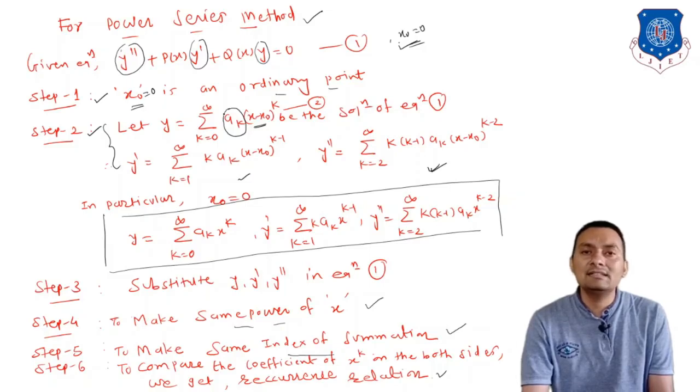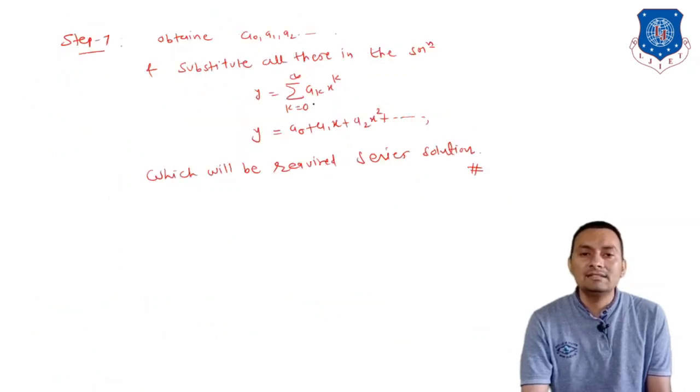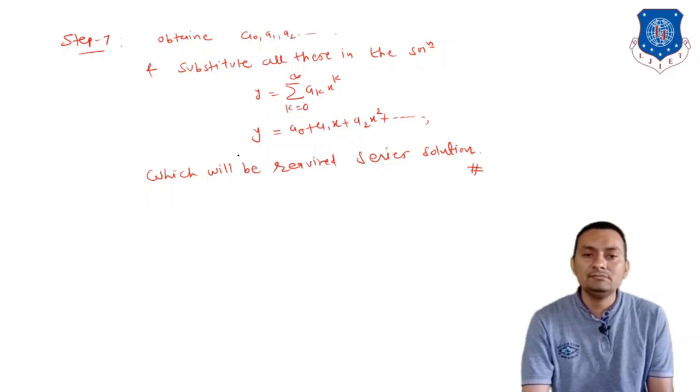This is the same procedure we will follow for the Frobenius method, but there is some assumption that we will discuss later on. So this is step number 7 that I already mentioned.